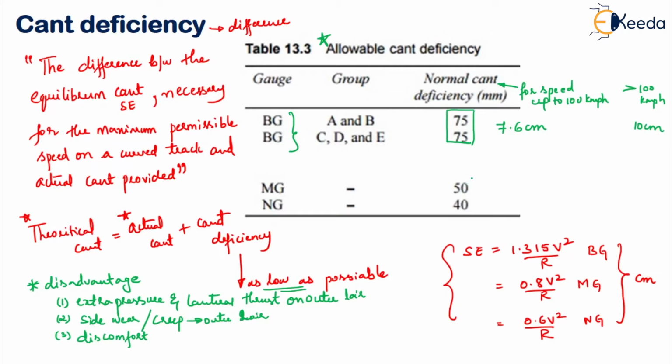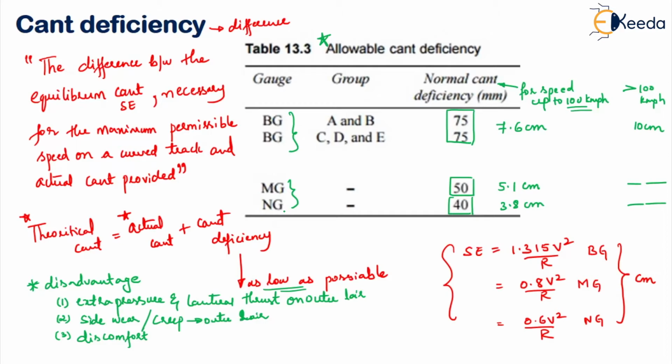Similarly for meter gauge, if you want to write it in mm, it is 50, or you can take 5.1 centimeter, and for narrow gauge it is 40 or 3.8 centimeter. This is for speeds up to 100 kmph. If it is going greater than that, this is not specified. So these are certain standard allowable cant deficiency.